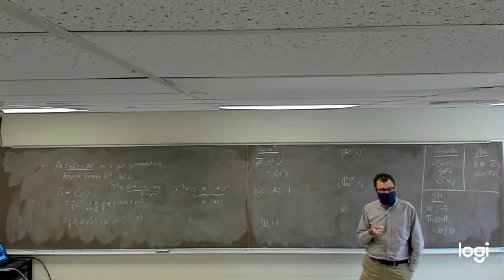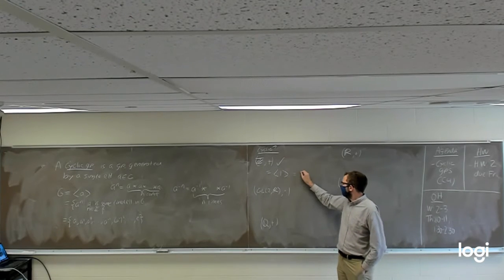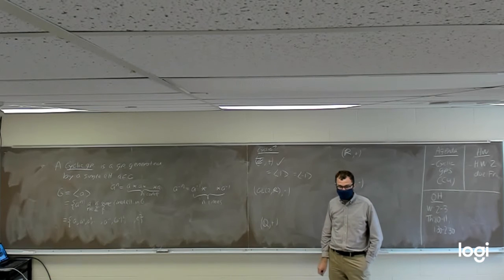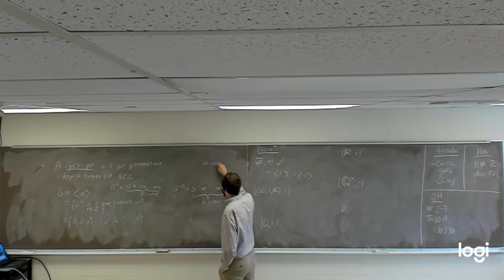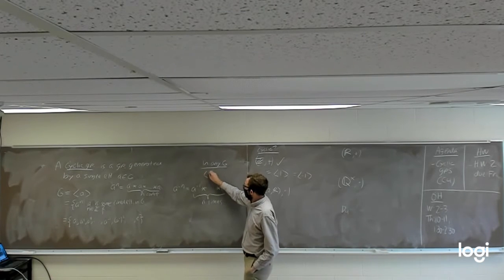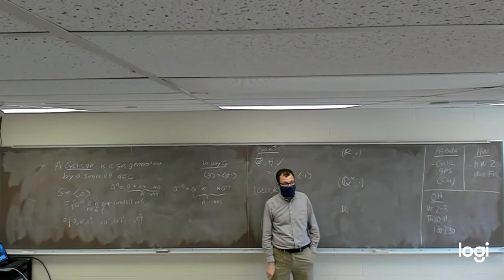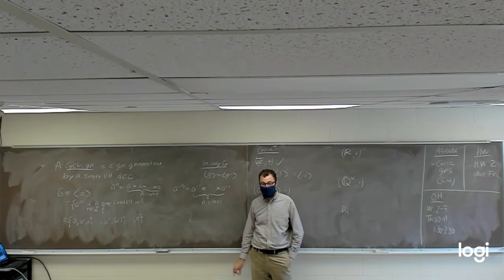Anybody find any other generators for the integers? Negative 1. Negative 1 will also generate the entire group of integers. Fun fact: in any group, the subgroup generated by an element G will always be equal to the subgroup generated by G inverse. Why is that?